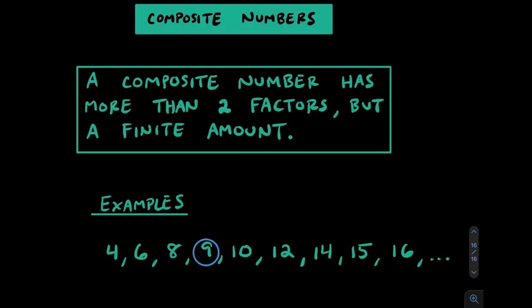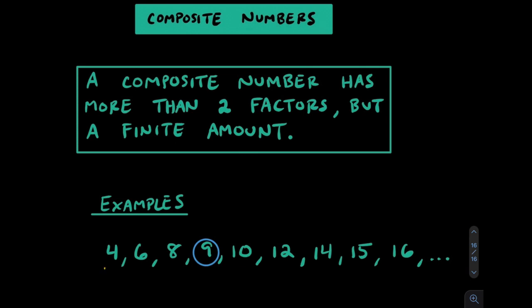Now that we've talked about prime numbers, let's talk about composite ones. All composite numbers have more than 2 factors, but a finite amount. While it could have 3 or 4 or 5 or even 10 or 20, it can't have an infinite amount of factors like 0 does. Here are some examples of composite numbers.